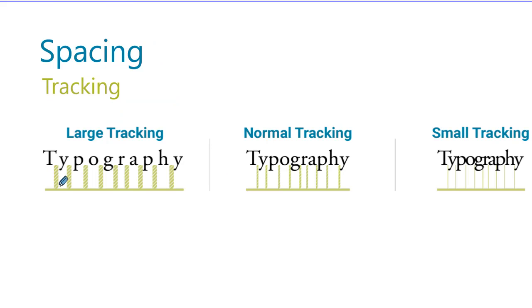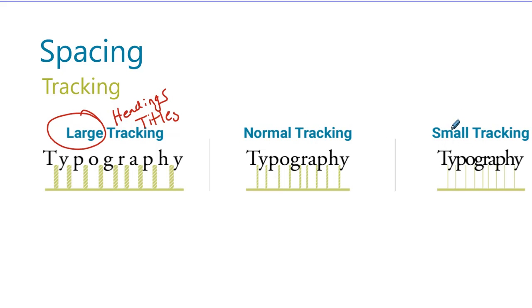The next one is tracking. So tracking is the spacing between the letters of a word. So tracking will affect every space between every letter of the word. So we got large, big, nice, roomy spaces, normal, and then very small. So obviously large tracking, you would use that more for headings and titles.